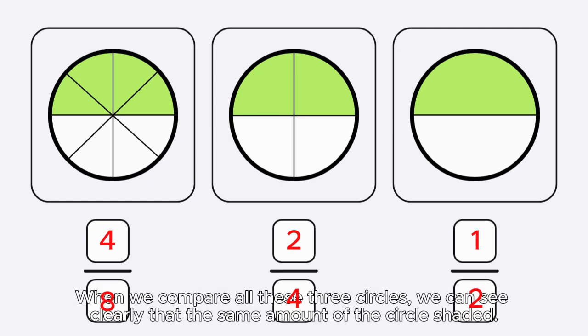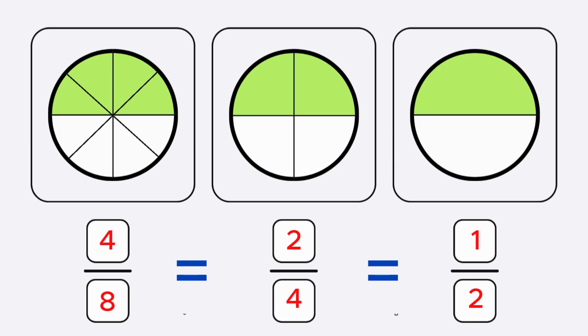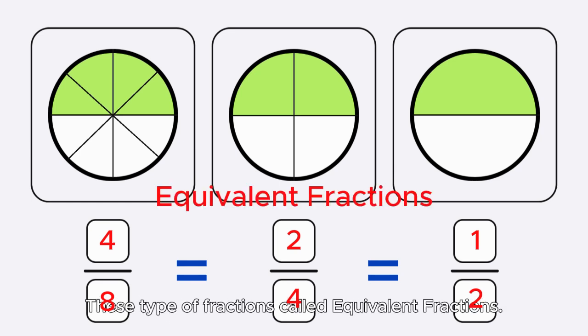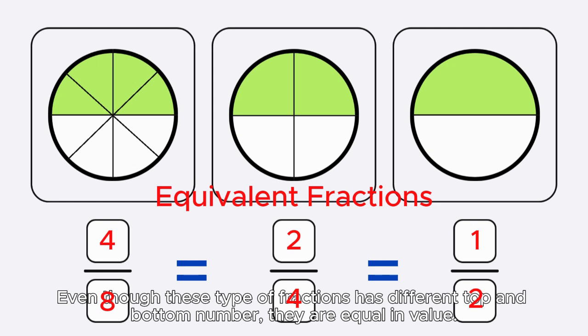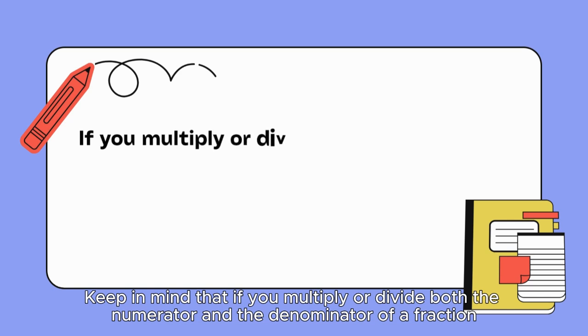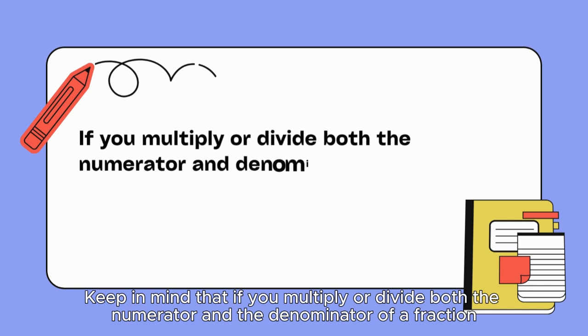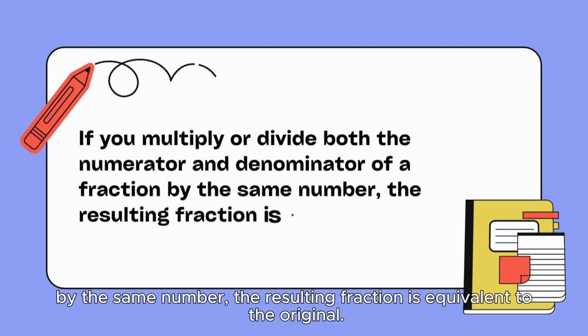When we compare all these 3 circles, we can see clearly that the same amount of the circle is shaded. So these 3 circles are equal. These types of fractions are called equivalent fractions. Even though these fractions have different top and bottom numbers, they are equal in value. Keep in mind that if you multiply or divide both the numerator and the denominator of a fraction by the same number, the resulting fraction is equivalent to the original.